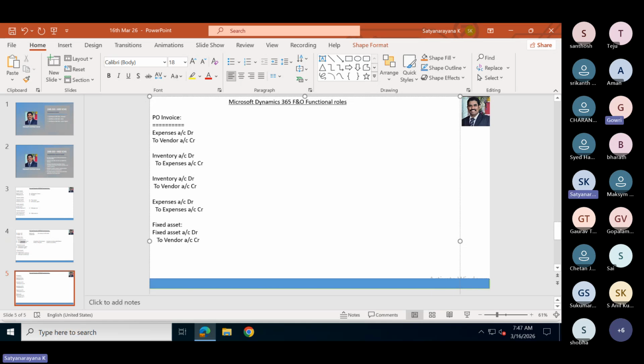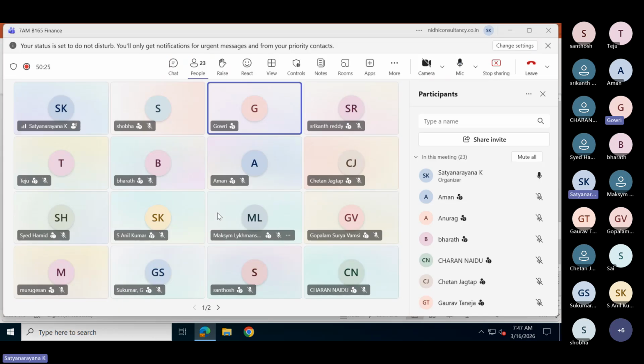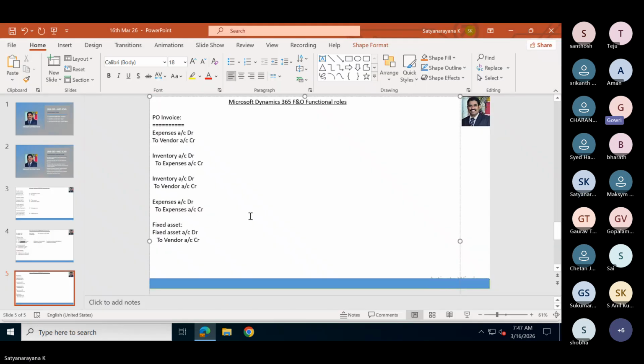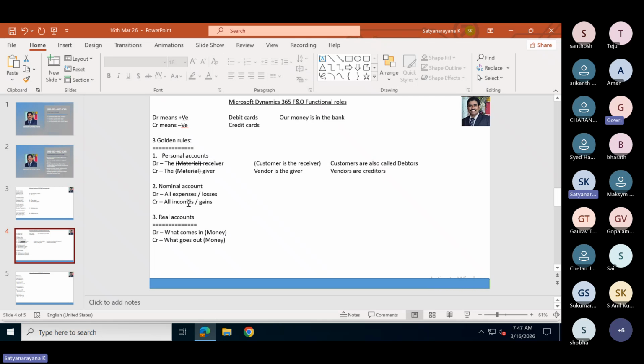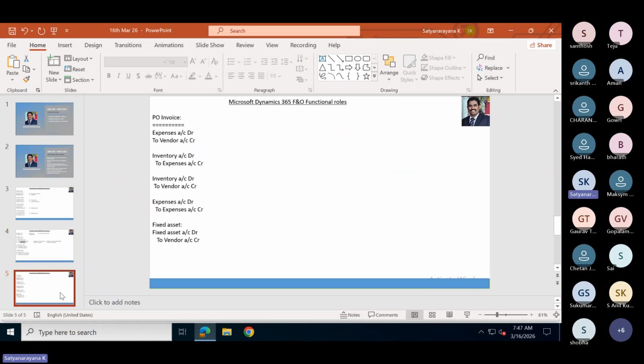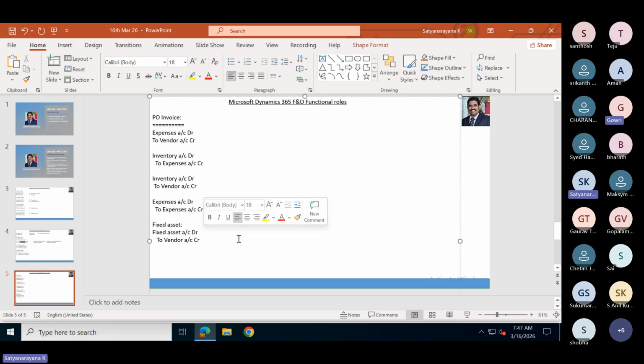So while buying the asset, you said that while doing the invoicing, only personal accounts and nominal accounts are used, right? So can you come to the fifth slide, the next slide? What is fixed asset here? Is it a nominal account? You said fixed asset is an asset. You said fixed asset debit to vendor credit.